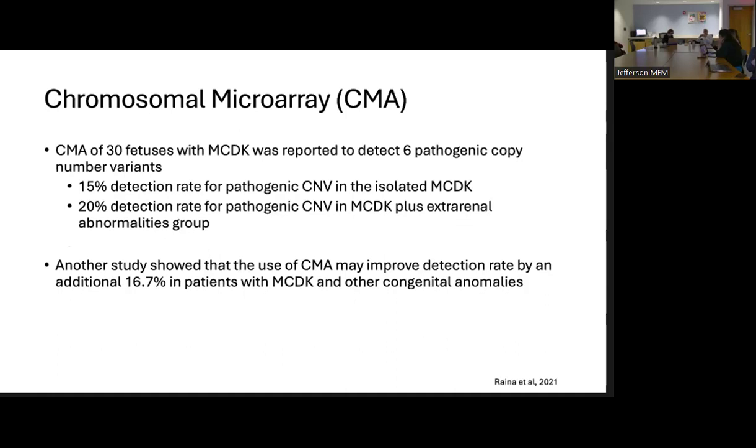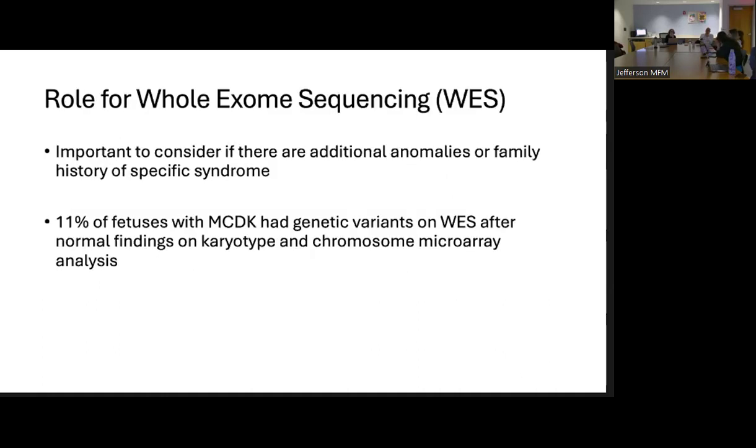So what about chromosomal microarray? There was a study that looked at chromosomal microarray in 30 fetuses with MCDK, and it was reported to detect 6 pathogenic copy number variants. Based on this, there is about a 15% detection rate in isolated MCDK, and 20% in MCDK that has extrarenal anomalies. Another study showed that the use of CMA may improve detection rate by an additional almost 17% in patients with MCDK and other congenital anomalies. So certainly, if you're seeing other things along with it, you should.